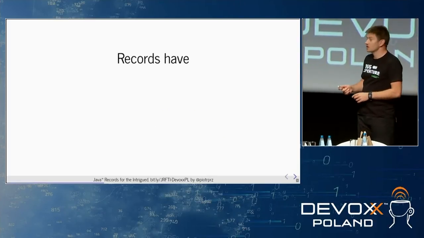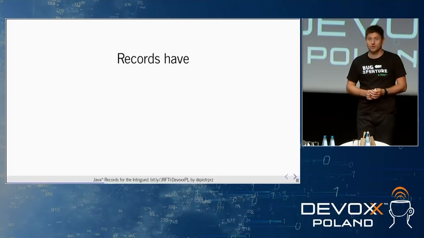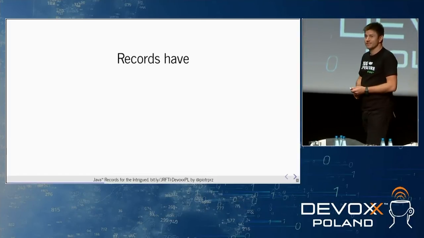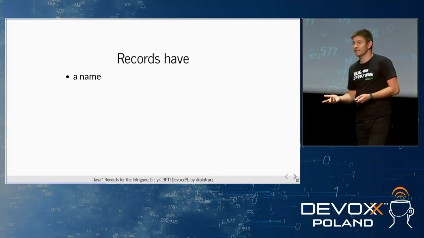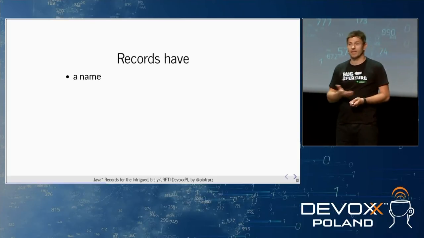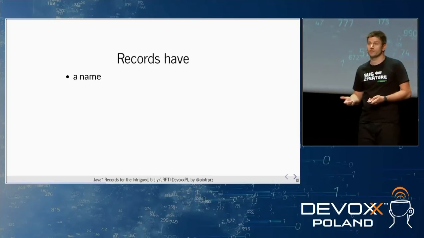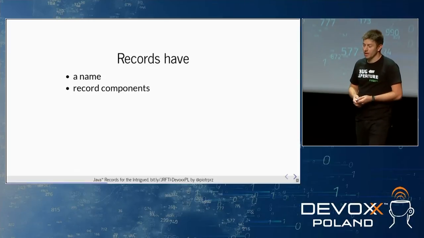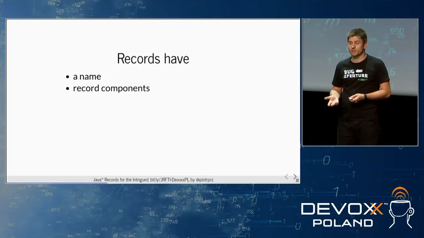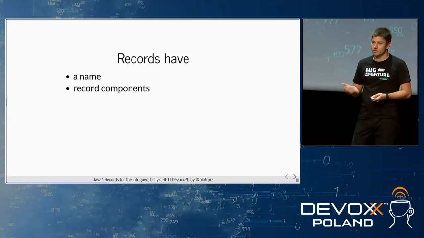To keep on going. So what do records have? Do you know what records have? Obviously, they have a name, right? We saw in the previous example, they have a name like Complex. So that's what makes them different from, for example, anonymous tuples in many languages, Scala, for example. Records have components. In the previous example, we saw two components, like real and imaginary part.